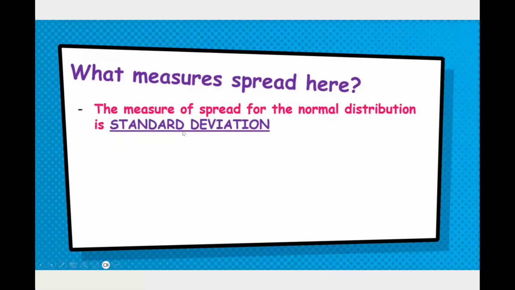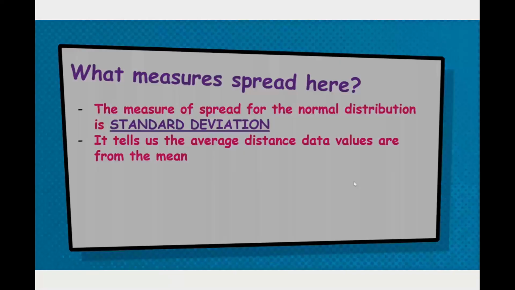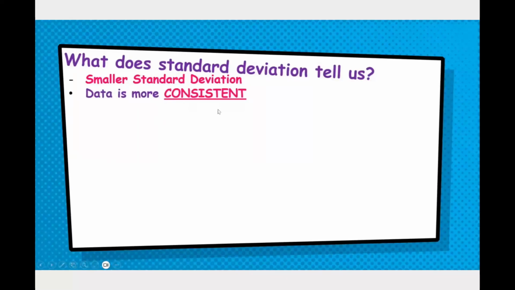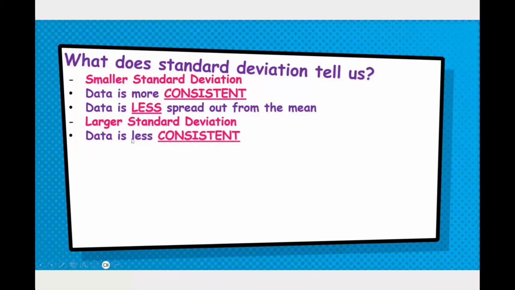So what measures spread here? The measure of spread for the normal distribution is called standard deviation, and it tells us the average distance data values are from the mean. Once you calculate that, if you have a smaller standard deviation, that means your data is more consistent, more pushed together. A larger standard deviation is the opposite: the data is less consistent and more spread out from the mean.